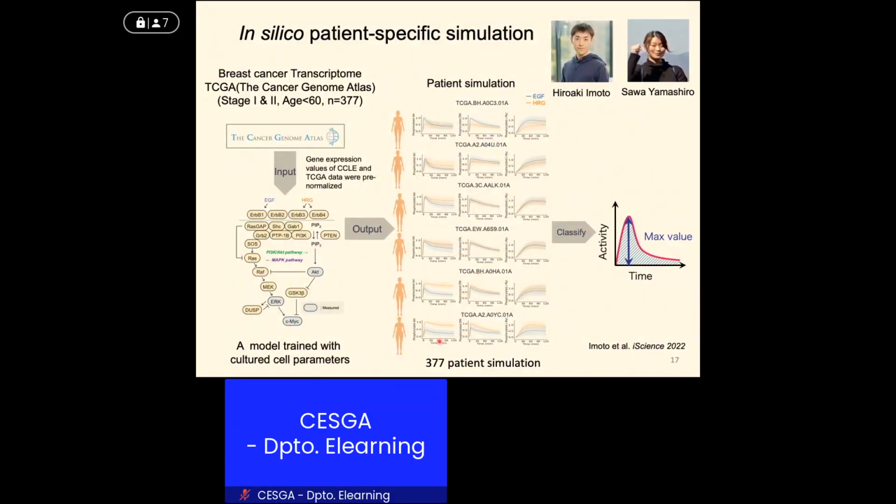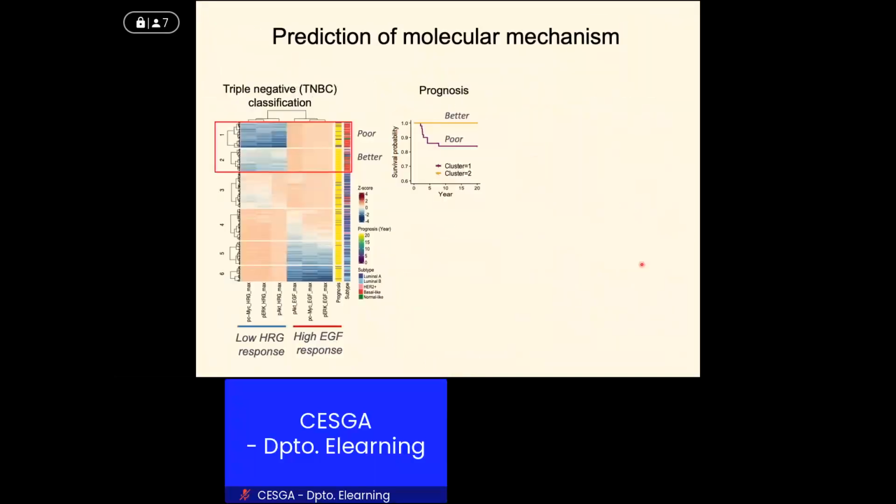This is a kind of example. We performed the patient simulation for the 377 breast cancer clinical samples. And we found that the max value is a good feature to classify. And this is the result. This is the in silico simulation of the heregulin and the EGF. And here is the max value of the AKT, ERK, and the c-Fos.